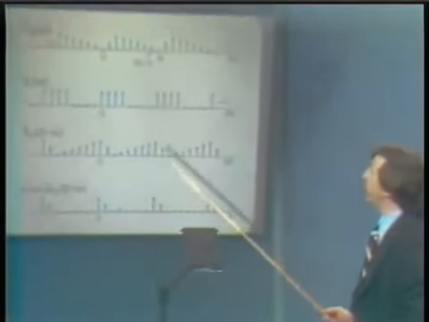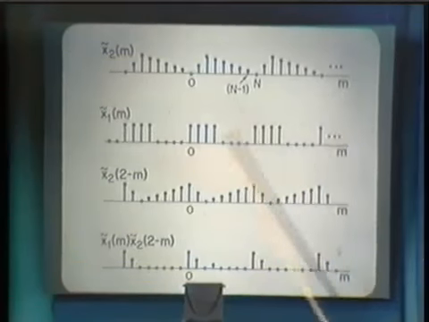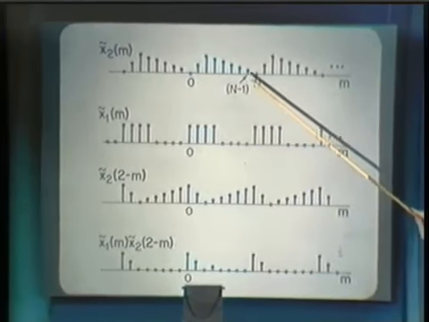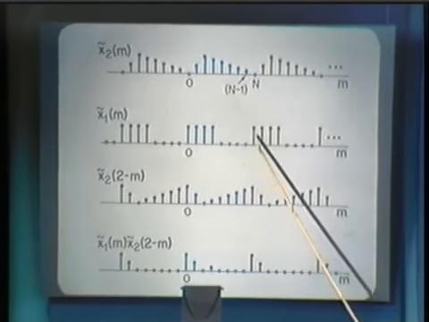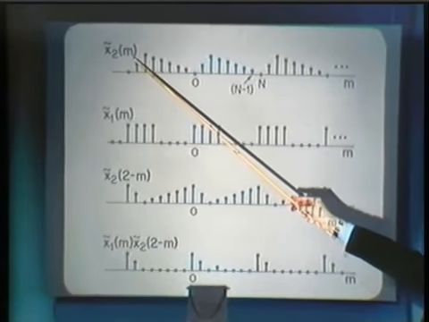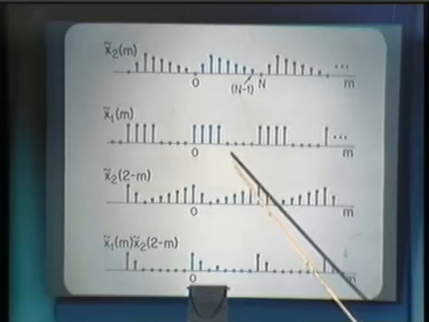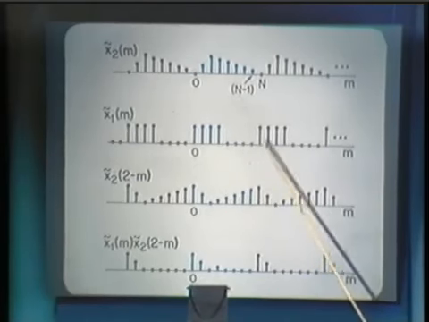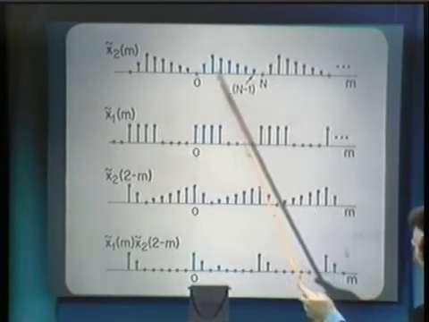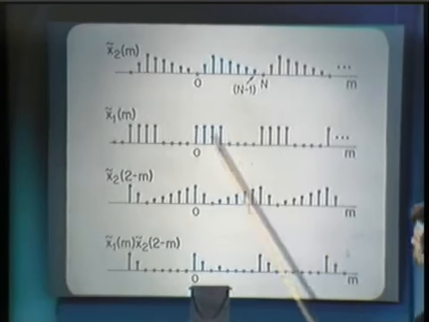What I'm indicating here is a sequence x2 tilde of m, a sequence x1 tilde of m, and to form the convolution of these two sequences, what I would like to do is generate x2 tilde in general of n minus m, multiply that by x1 tilde of m, and then sum up the result over one period. I'm indicating, by the way, in blue, just one period of each of these periodic sequences.